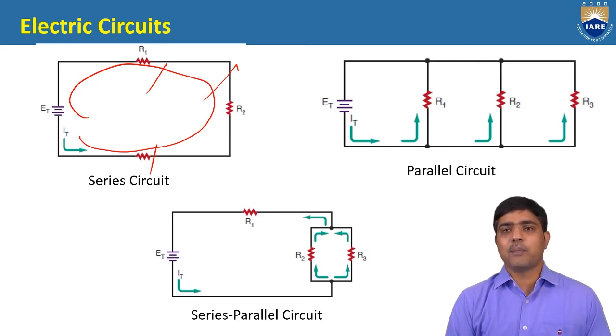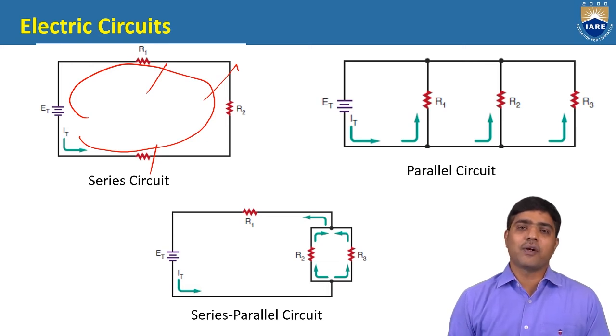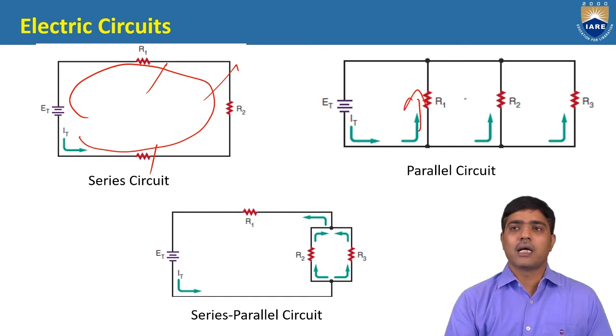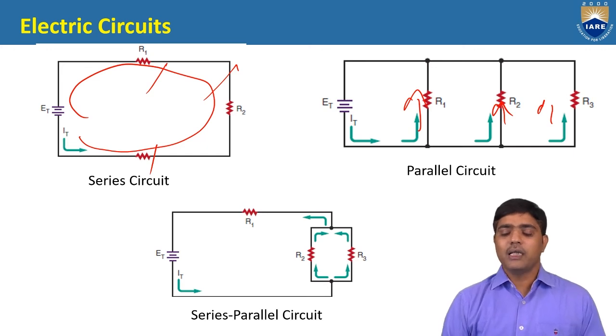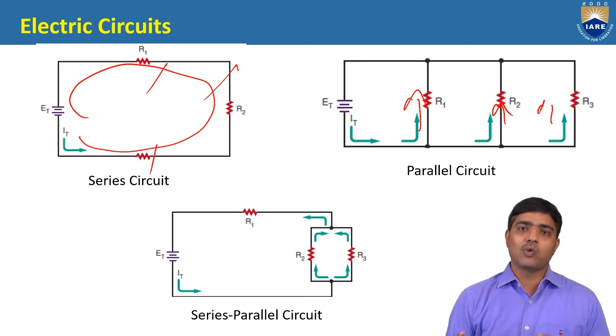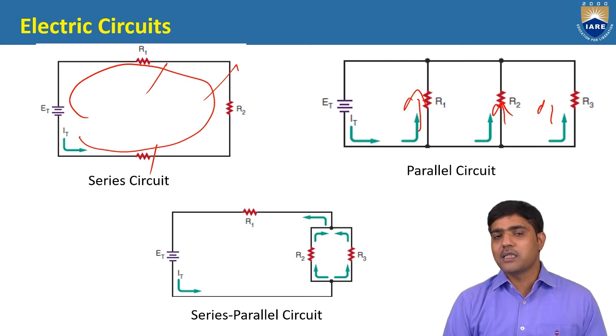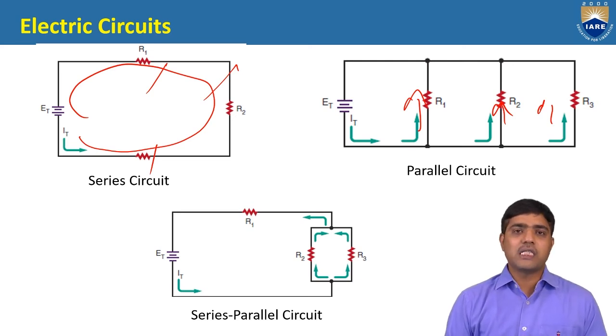But if you are taking the parallel circuit, the current has different paths to flow through the circuit. So this is one path for current flow, this is another path, and this is also another path. So there are three paths for current flow. But whether the current is the same through all the paths or not depends upon the value of resistance connected in the parallel circuit.